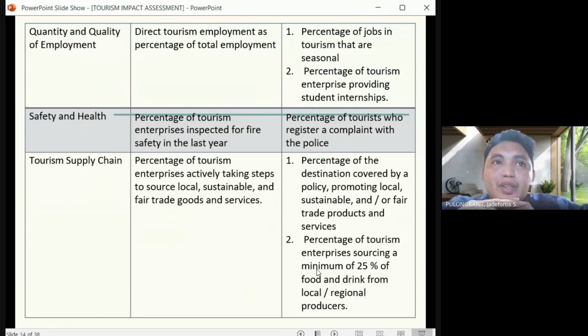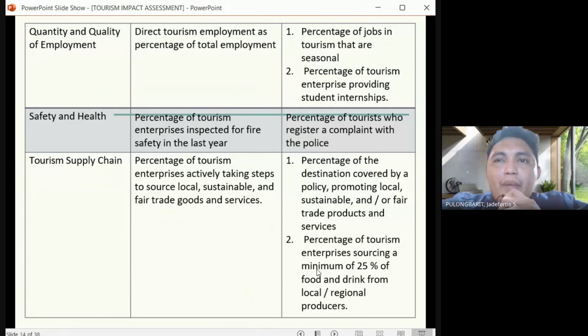Tourism supply chain, that's another criteria. The core indicator, percentage of tourism enterprises actively taking steps to source local, sustainable, and fair trade goods and services. So, that is what they check. Another one, for optional, percentage of the destination covered by policy promoting local, sustainable, and or fair trade products and services. Number two, percentage of tourism enterprises sourcing a minimum of 25% of food and drink from local regional producers.